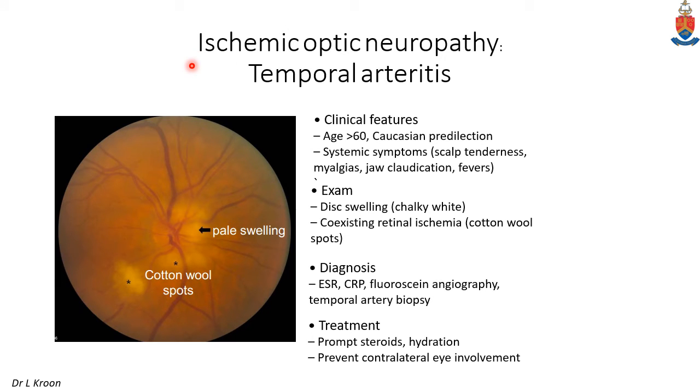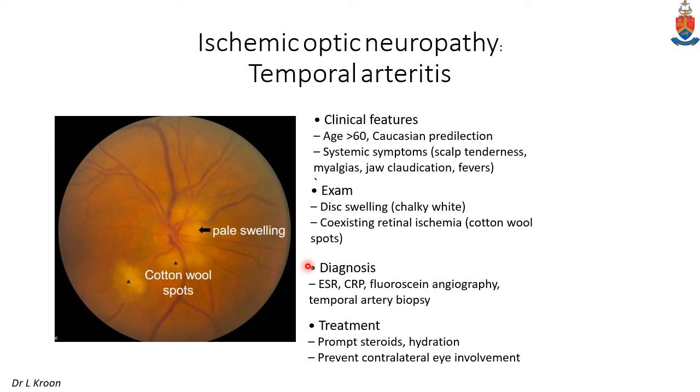In ischemic optic neuropathy due to temporal arteritis or giant cell arteritis, the vision loss occurs again in patients who are older, but often there's a Caucasian predilection. Patients might have systemic symptoms such as scalp tenderness, myalgia, also known as polymyalgia rheumatica, jaw claudication, and fevers. The disc swelling is a little bit different from the regular ischemic optic neuropathies because it's typically chalky white, and there can also be coexisting areas of retinal ischemia manifested as cotton wool spots, as you can see here.